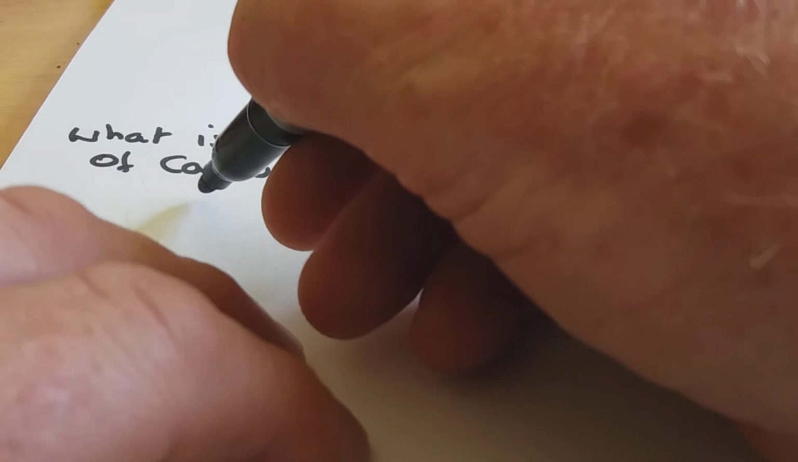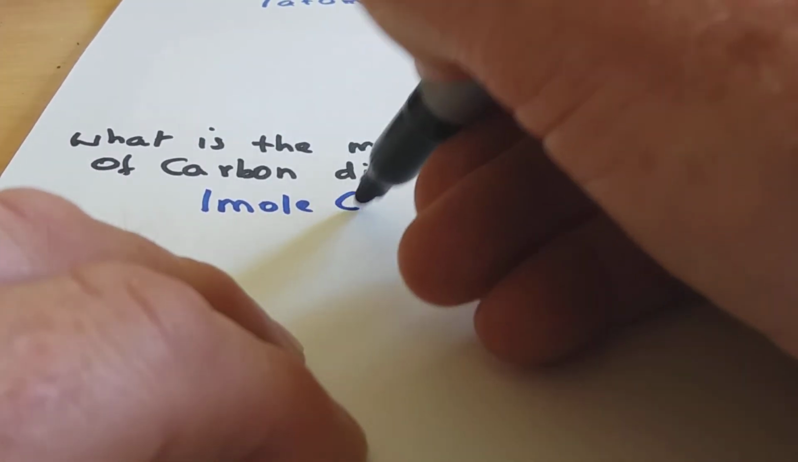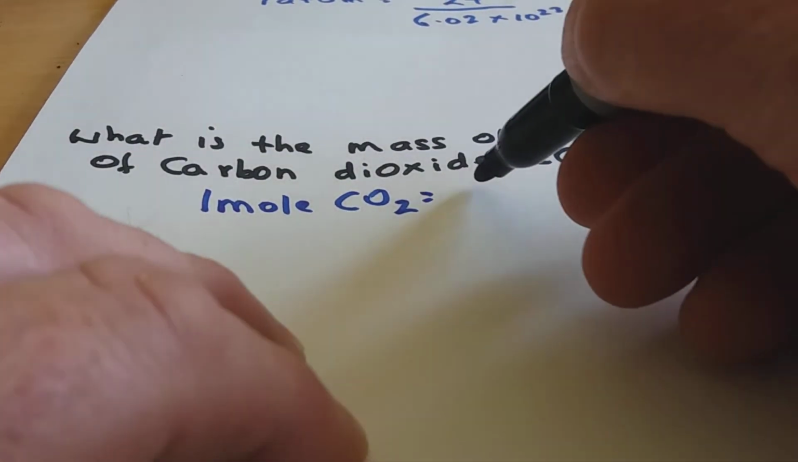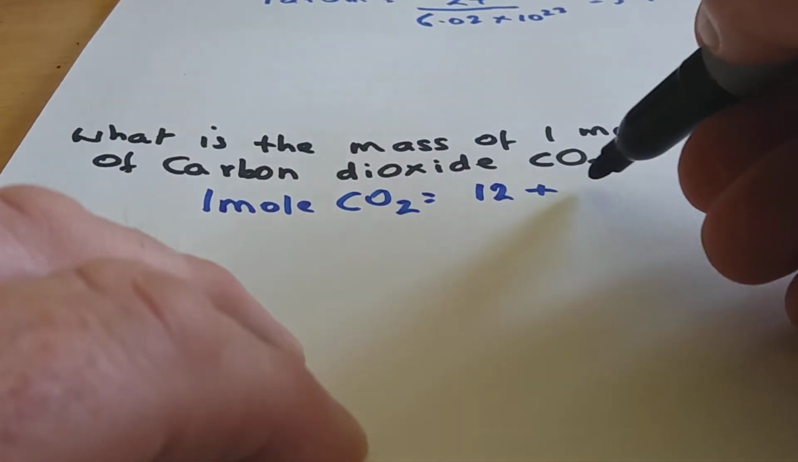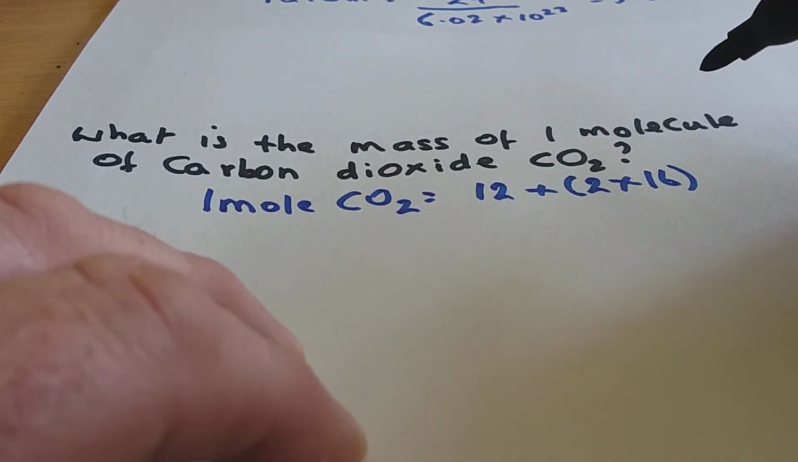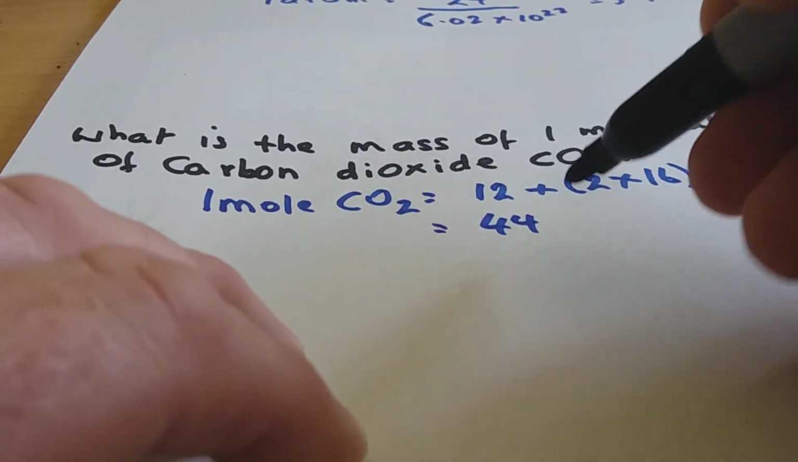So first of all, again, work out 1 mole of CO2. So carbon we know is 12. There are 2 oxygens, which we know are 16 each. So 2 16s are 32. So 1 mole comes out as 44.